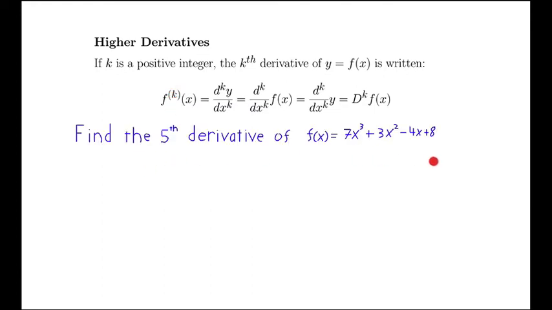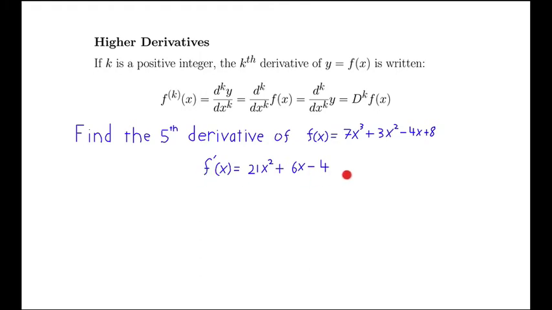Suppose we were asked to find the fifth derivative of this function, 7x cubed plus 3x squared minus 4x plus 8. We just go one at a time. We find the first derivative. The first derivative of 7x cubed is 21x squared. The derivative of 3x squared is 6x. The derivative of minus 4x is minus 4. The derivative of 8 is just 0, so it doesn't show up at all.